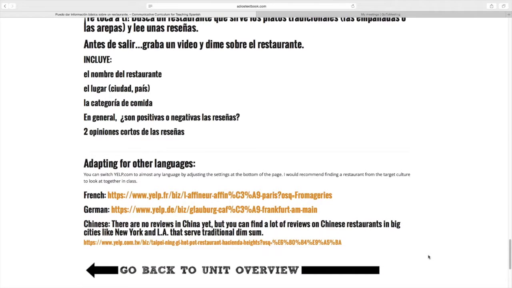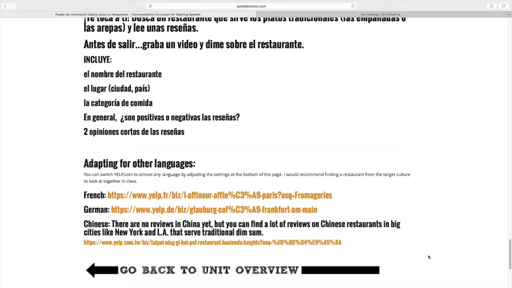Now, if this were other languages, again, it's pretty easy to switch over to the different culture and say, French, here's a cheese restaurant or the fromagerie. The German, here's a great restaurant in Frankfurt. I couldn't find any in China when I switched things over, and I'm not sure if this site is blocked there, but I did find a lot of big cities in the US or around the world that have large Chinese populations that there were a lot of reviews, and you could switch it right to the target language.